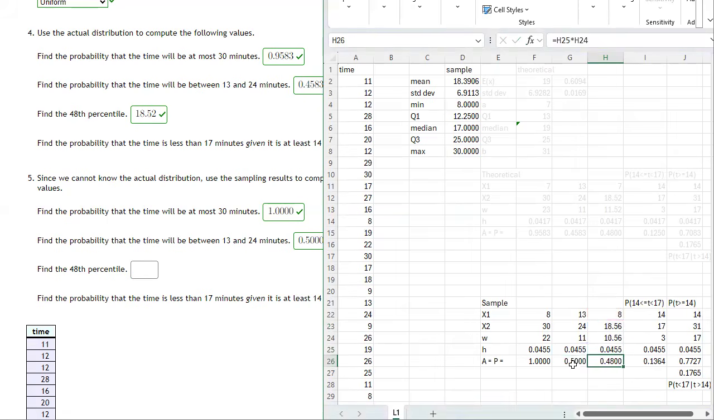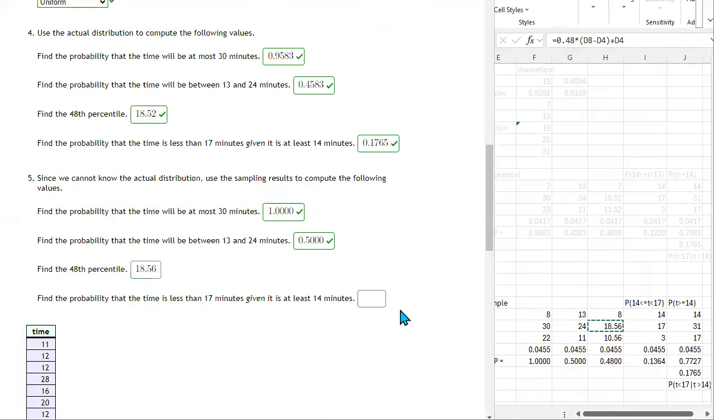This right here is the height, and the height was 1 divided by the difference between our sample maximum and minimum. And then the area, the probability between 8 and 18.56, is 0.48. We're multiplying the width of the rectangle times the height of the rectangle, and we're getting 0.48. So we just verified that in fact is our 48th percentile using sample data.